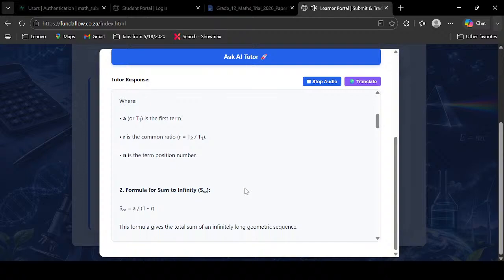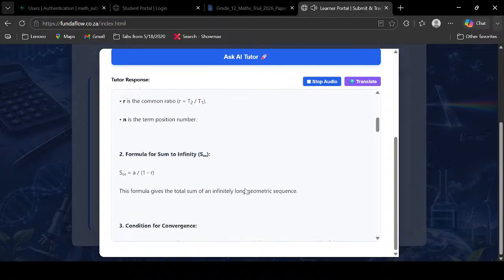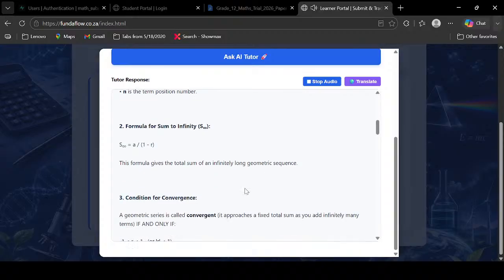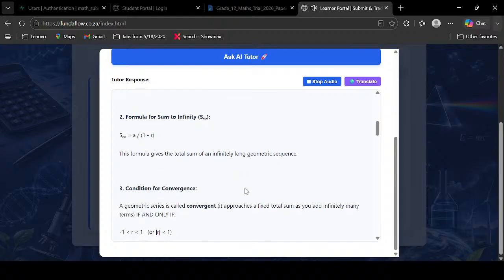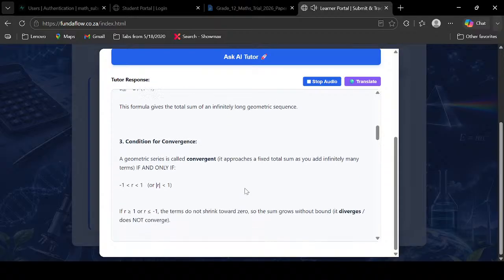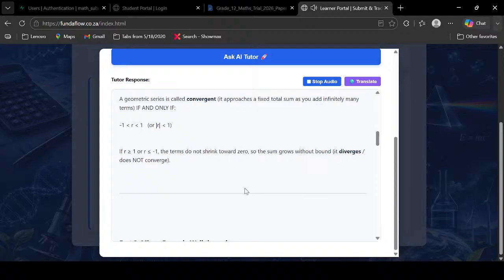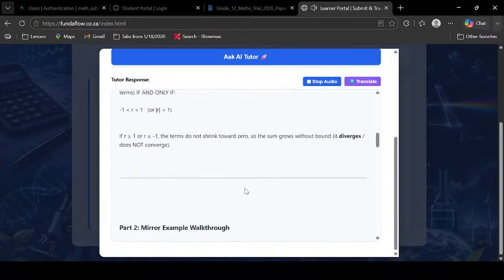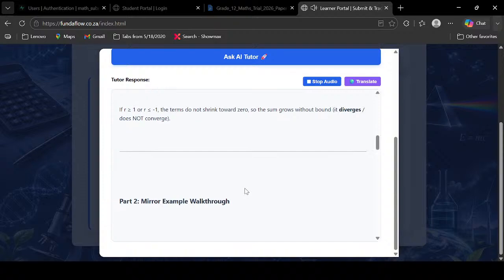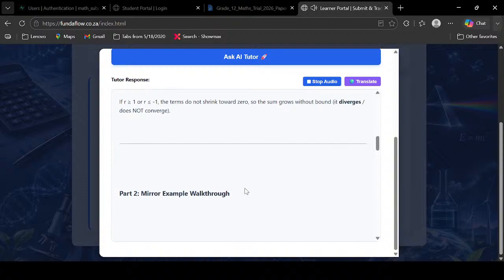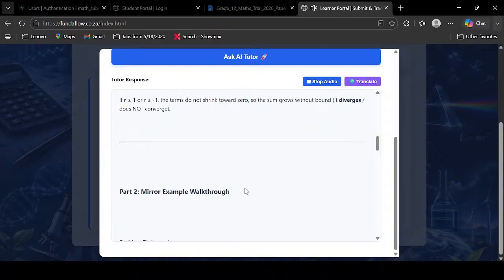Two, formula for sum to infinity, S infinity. S infinity equals a/(1-r). This formula gives the total sum of an infinitely long geometric sequence. Three, condition for convergence. A geometric series is called convergent if it approaches a fixed total sum as you add infinitely many terms, if and only if -1 < r < 1, or |r| < 1. If r is greater than or equal to 1 or r is less than or equal to -1, the terms do not shrink toward 0, so the sum grows without bound. It diverges and does not converge.